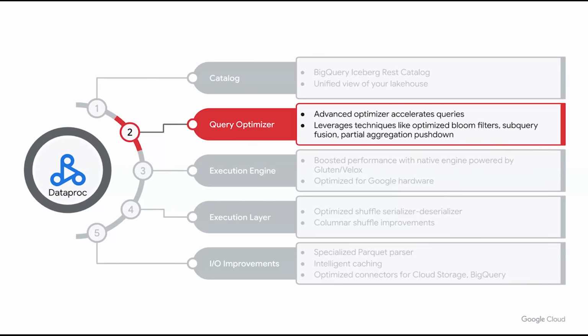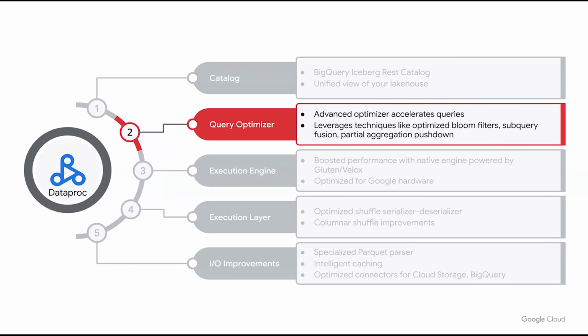The optimizer's job is to figure out how to get this data as efficiently as possible. It takes your high level code and breaks it down into a series of physical steps, like scan the file, filter the rows, and then do the aggregation, or join two tables. Its primary goal is to minimize the cost, which in the data lake context can mean reducing IO, minimizing the amount of shuffle, or using as little CPU as possible.